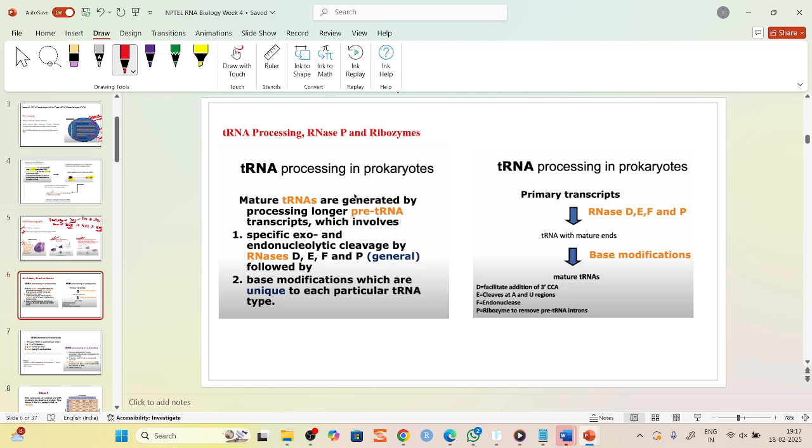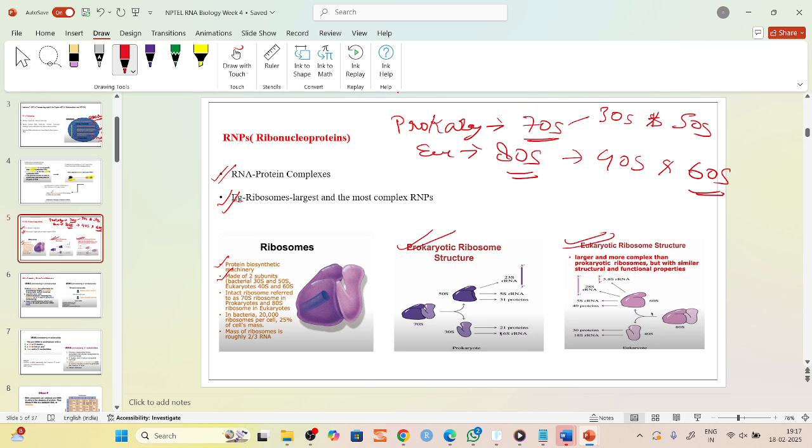Then, a little bit about tRNA processing. We have already studied that RNase P is involved. Why are we talking about tRNA? Because we are talking about ribonucleoproteins. Ribonucleoproteins are basically RNA and protein complexes, and one of the most widely accepted examples of ribonucleoproteins is your ribosomes. Ribosomes are the largest and most complex ribonucleoproteins. The eukaryotic ribosomes and prokaryotic ribosomes are different, and how they are different we have already just discussed.